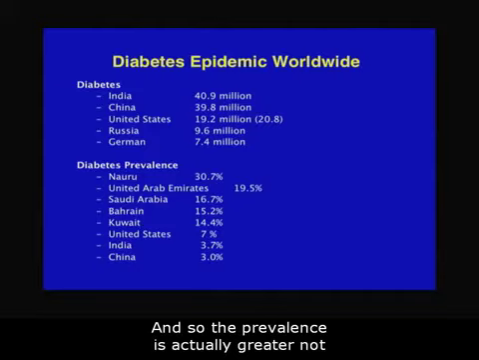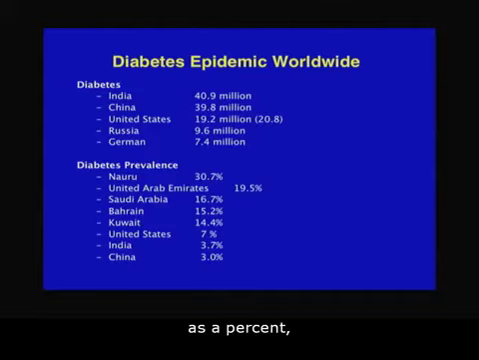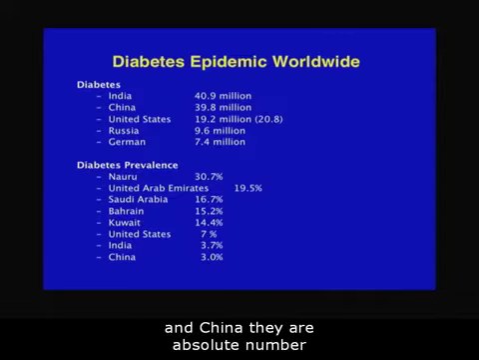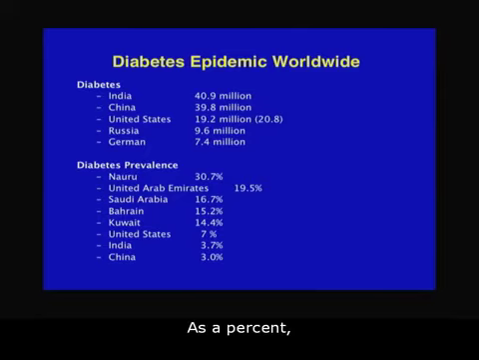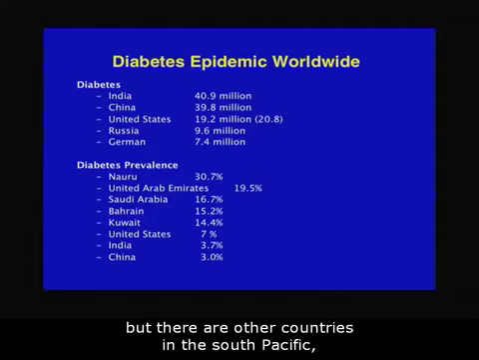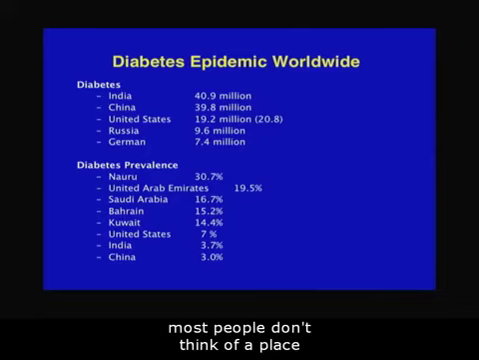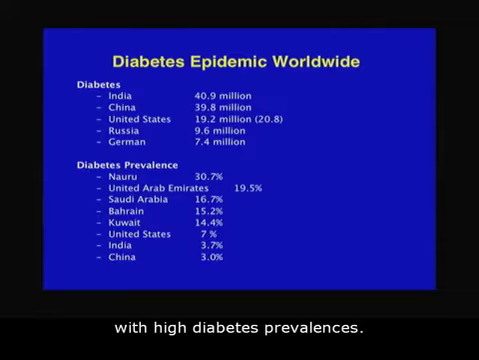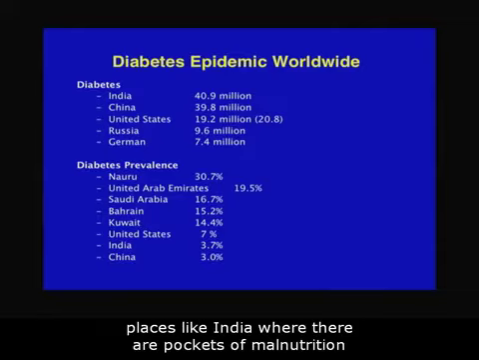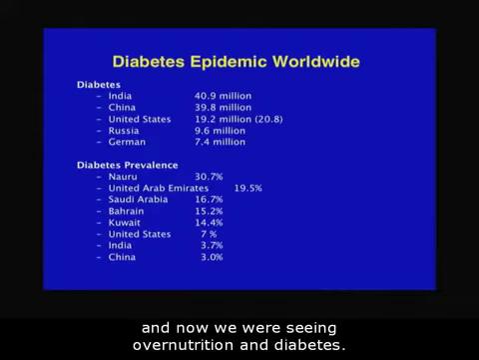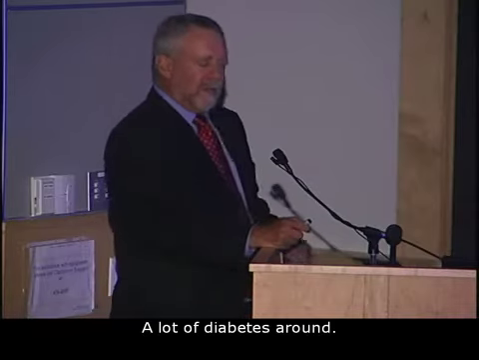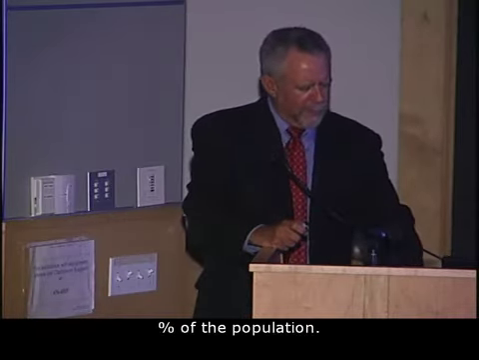And so the prevalence is actually greater, not as a percent, but just because there are so many people in India and China, their absolute number of cases is even higher than ours. As a percent, there are some surprises. We're up to about 8% in the United States, but there are some other countries, in the South Pacific and the Middle East, that most people don't think of as places with very high diabetes prevalence. Other places, like India, where there are pockets of malnutrition, we're now seeing overnutrition and diabetes. So there's a lot of diabetes around. We're at about 8% of the population.